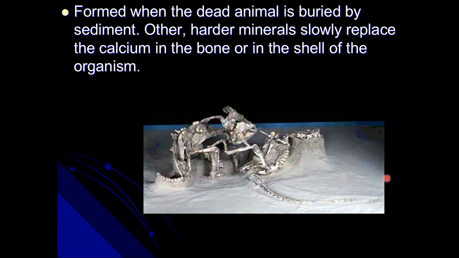of an ancient organism. These are formed when dead organisms are buried by sediment. Other harder minerals slowly replace the calcium in the bones or in the shell of the organism, so we often see those bones that have been buried. We can also see something that the organism left behind that isn't necessarily part of the organism, like an eggshell or possibly a nest or a burrow or something of that nature. So anything that really shows that the organism was there. It doesn't necessarily have to be a bone or a shell.